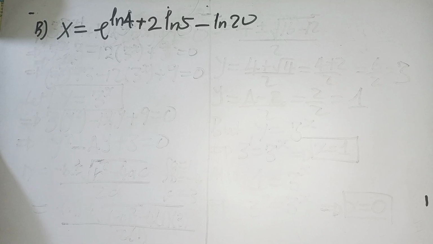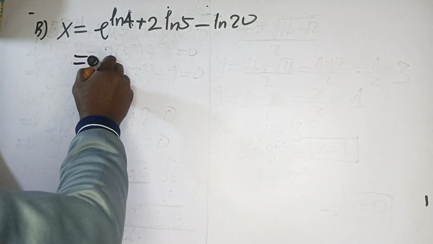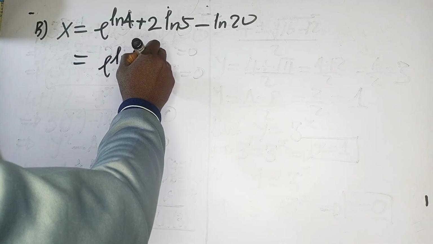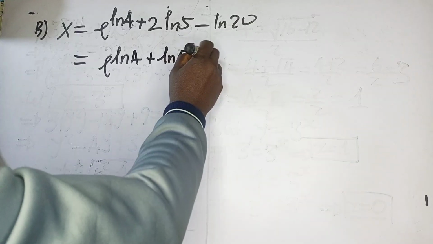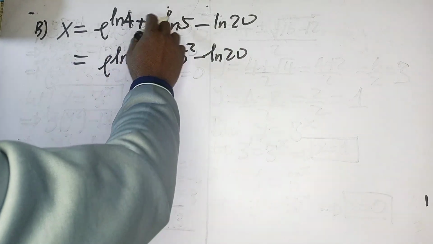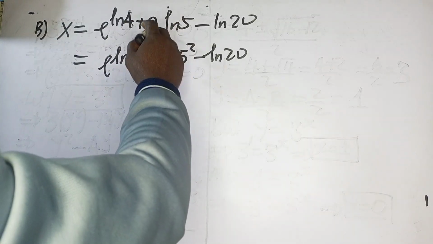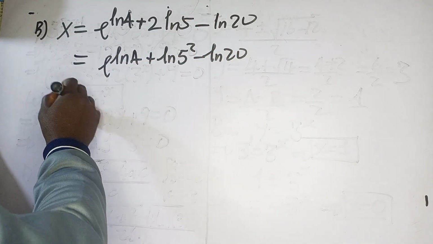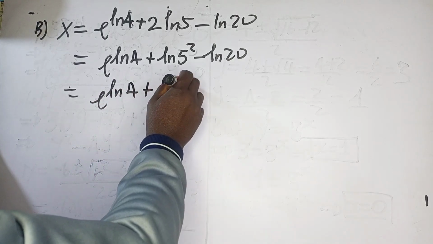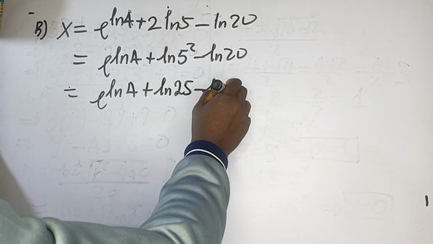Okay, now this gives us e to the ln 4 plus ln 5 squared minus ln 20. All right, remember this 2 here simply means the power. This is logarithm. When a number is written in front of the logarithm, it just becomes the power. So this gives us e to the ln 4 plus ln 25 minus ln 20.